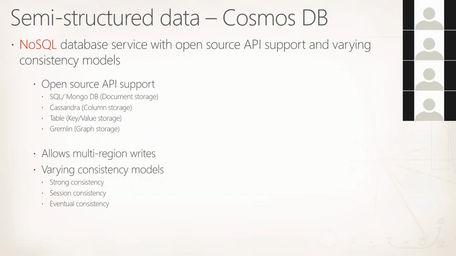Then the next type is, if we want to have a column storage, then there's something called Cassandra. We can create our Cosmos DB instance as Cassandra, and the table storage that we have just learned about. So if we use the table model, then our Cosmos DB will work as a table storage. So we can specify key value, likewise.